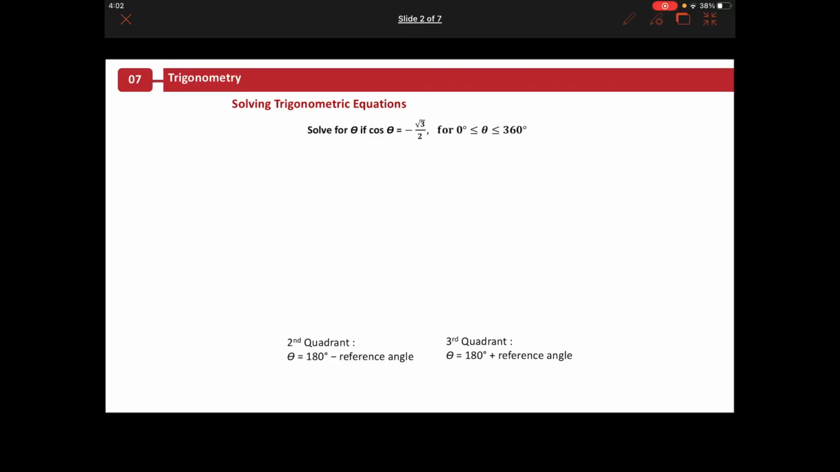Hi guys, so today's learning intention is solving trigonometric equations. By the end of this lesson, you should be able to solve simple trigonometric equations. Okay, let's look at an example.